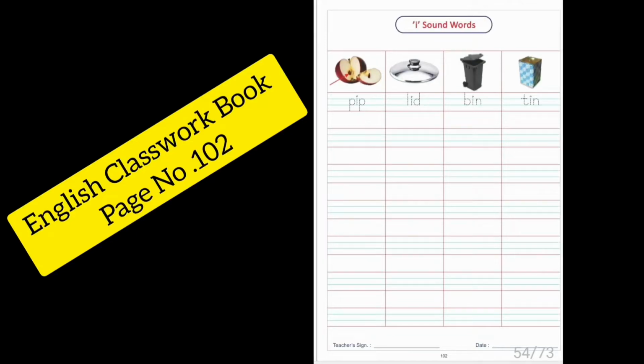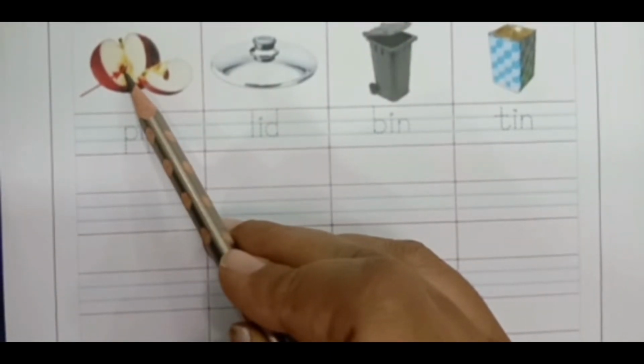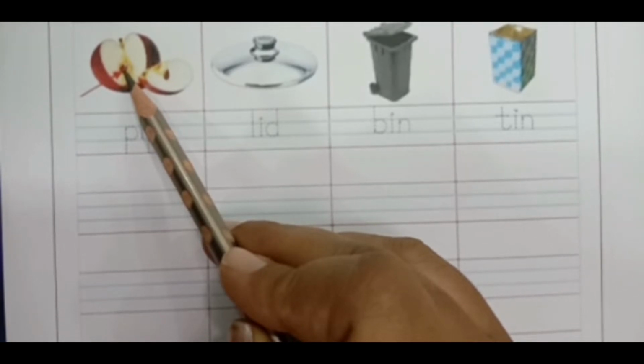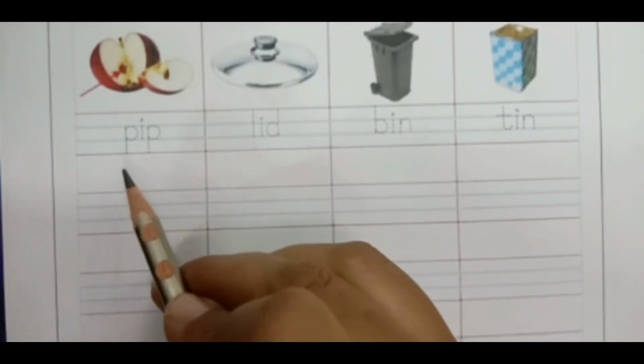Children, please open English classwork book page number 102 to write I sound words. What is this? This is a peep. Peep यानी कि जो fruit के अंदर hard seed होता है, that is called peep. Now we will write the spelling of peep.